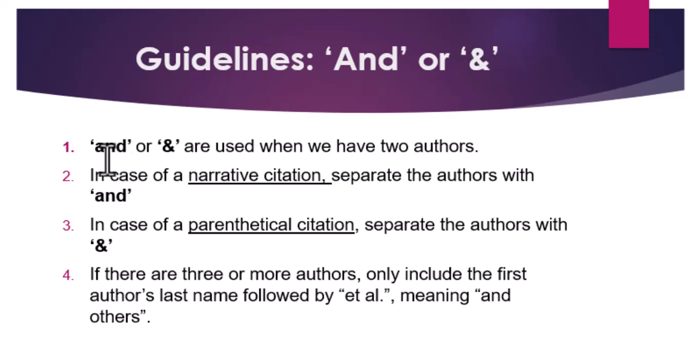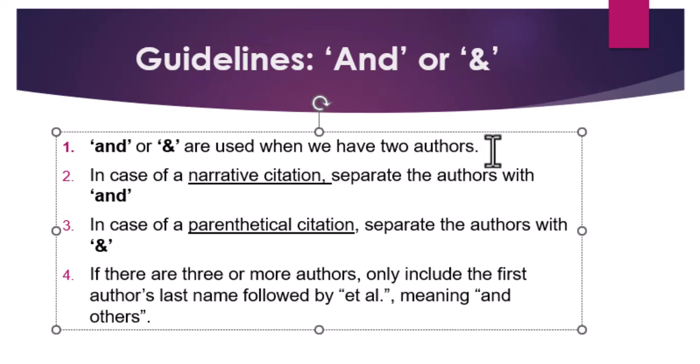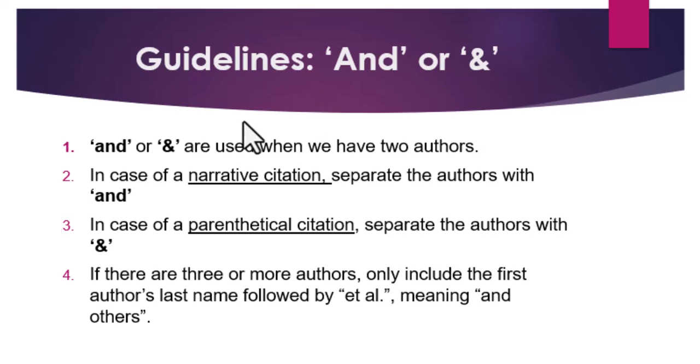The first guideline is that "and" or the symbol "&" are used when you have two or more authors. So whenever we use either of the two, we must have two or more authors. We cannot use them when we have a single author.